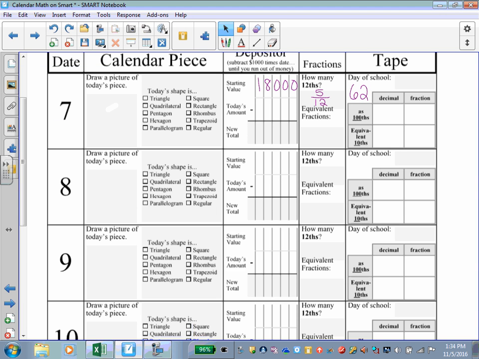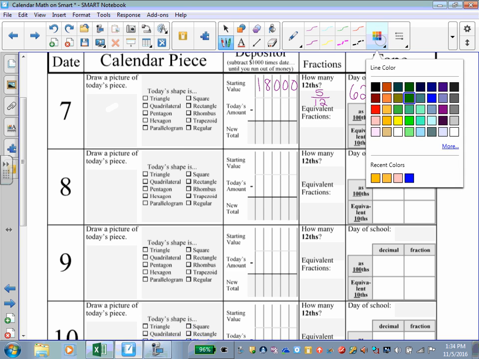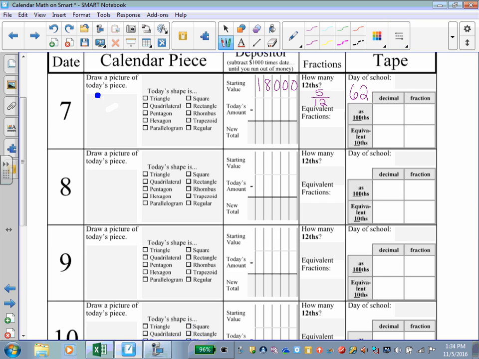Alright guys, we're going to go ahead and start with the calendar math. So if you look at the piece today, today is the 7th, and it is blue. And so if I draw my piece, we have what kind of shape? I'm going to let you guys work that out. Talk about it. Is it a triangle? Is it a quadrilateral? A pentagon? A hexagon? A parallelogram? A square? A rectangle? A rhombus? A trapezoid? Or a regular shape? And remember, it can be more than one thing.